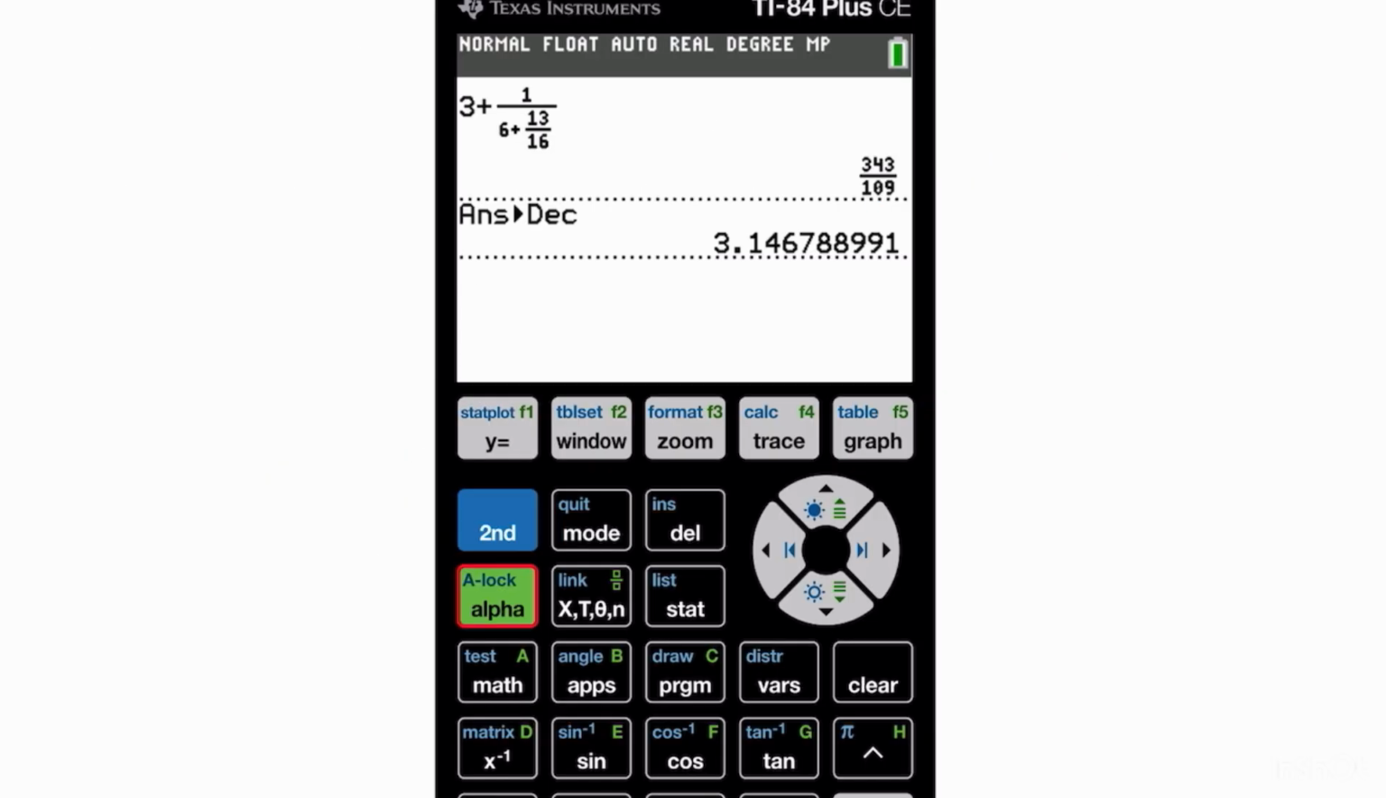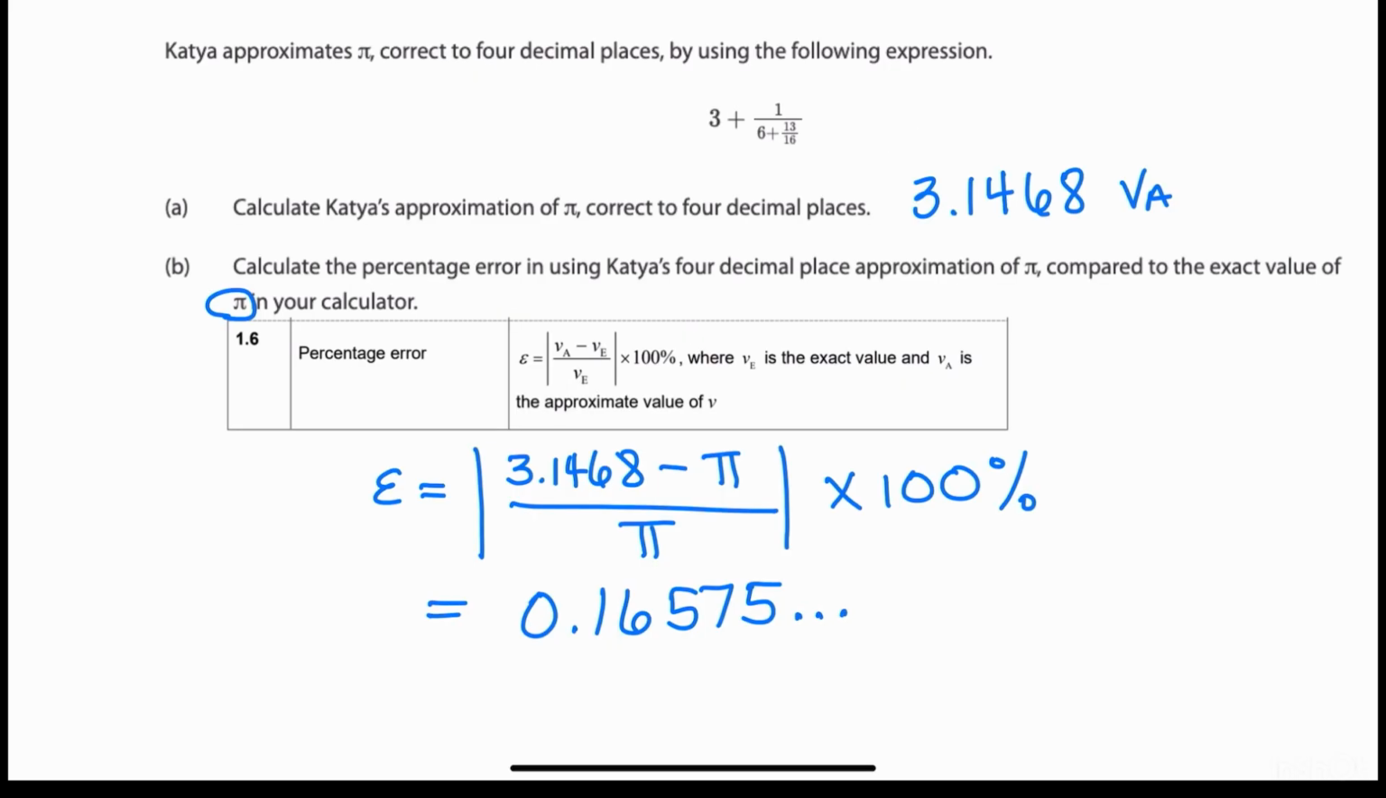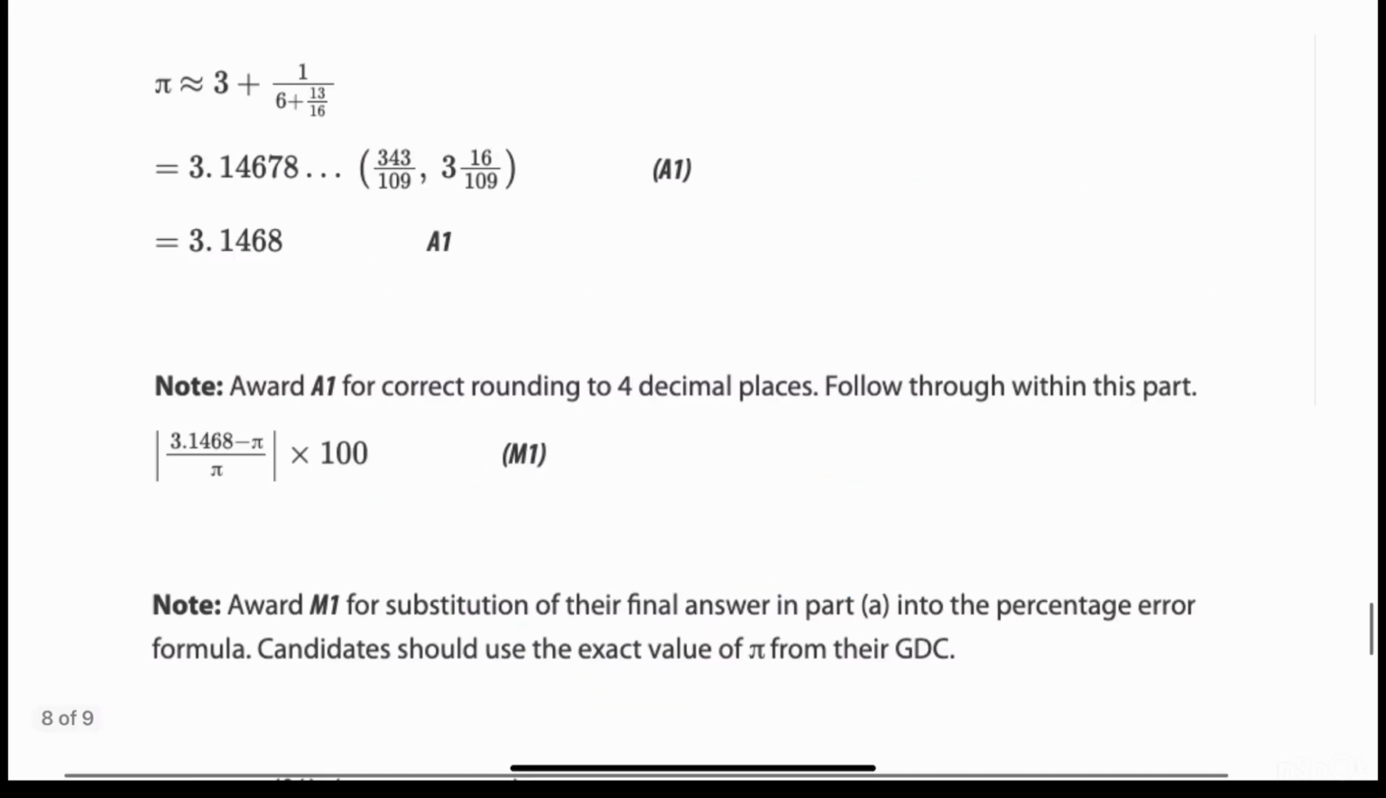Let's go to our calculator. We're going to put this into a fraction form. I get 3.1468 minus pi all over pi times 100. So we get 0.16575... which I can round to 3 significant figures as 0.166%.